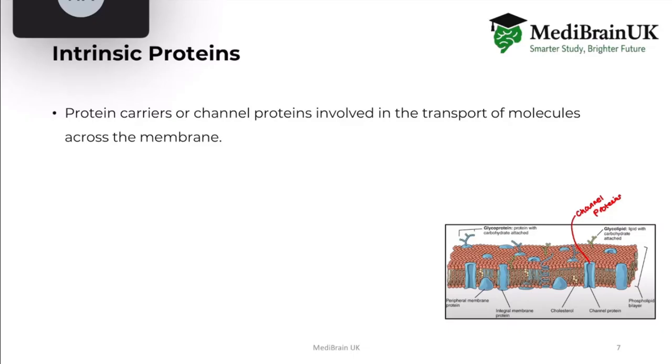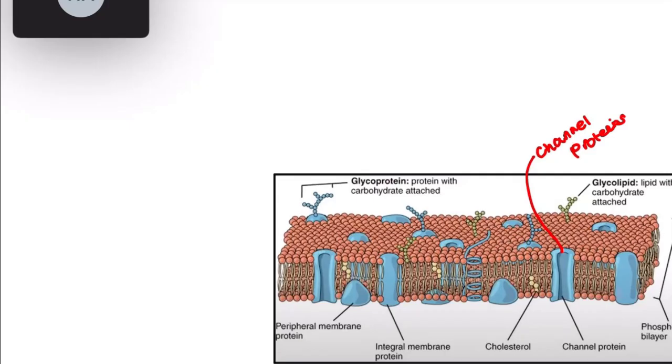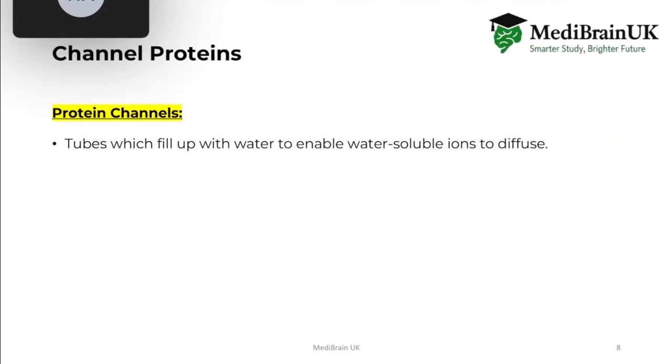Anything which can't diffuse across the phospholipid bilayer, the channel proteins will come in and transport, if it's reasonable and it is required by the cell. And there are two types of channel proteins: you have protein channels, and you have carrier proteins. These things I've labeled as channel proteins are an example of protein channels. The gaps on the inside are more likely to be carrier proteins.